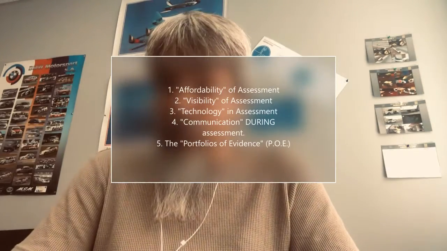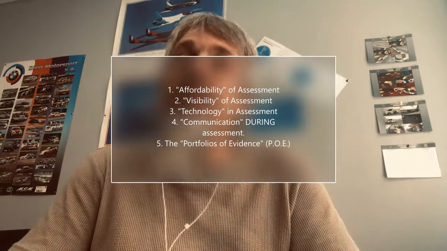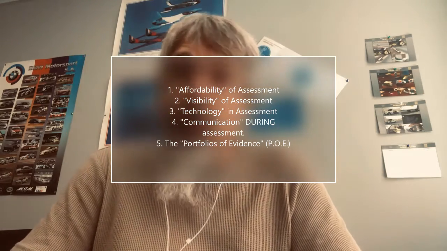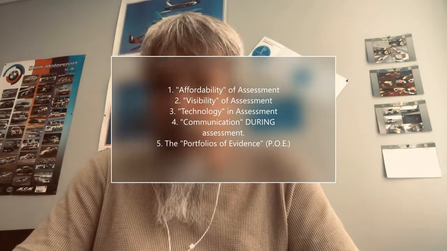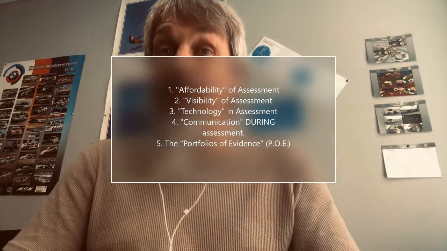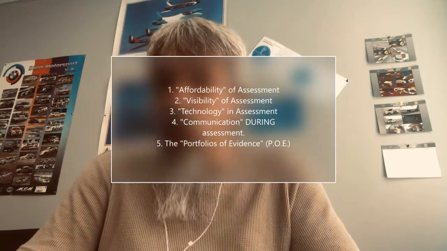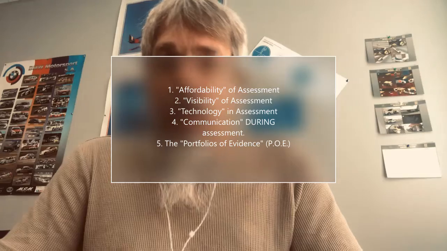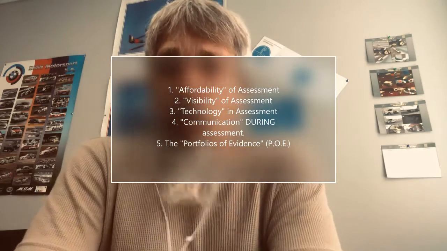The first area was the affordability of assessment. The second area was the visibility of assessment. The third area was the technologies required in assessment. The fourth area was the communication that takes place during the assessment process. And the last one was the portfolios of evidence and how you manage them. So these 5 areas actually became quite detailed.